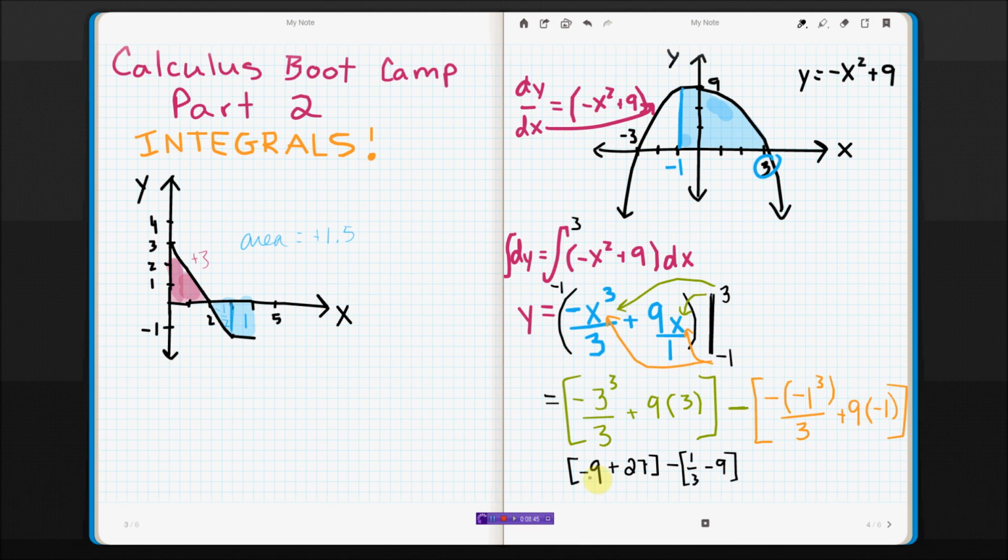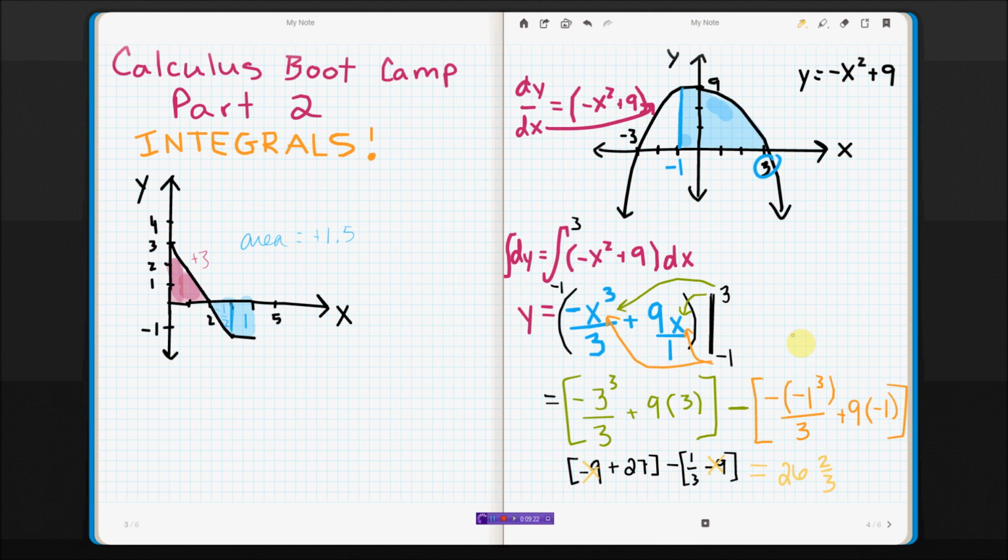Okay. So let's see. I've got a 9 over here. I've got a minus -9 over here if you distribute through. So those are actually going to cancel each other out. So I end up with 27 minus 1/3. So not a nice number. Oh gosh, what is that? Well, it's 26 and 2/3. I hate mixed numbers, but that's what I'm going to go with. Okay. Not a nice number, but anyway.